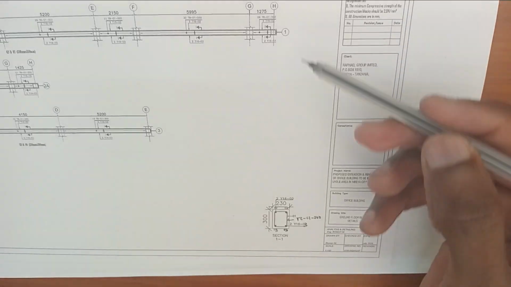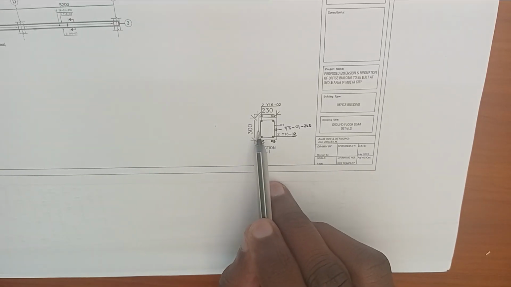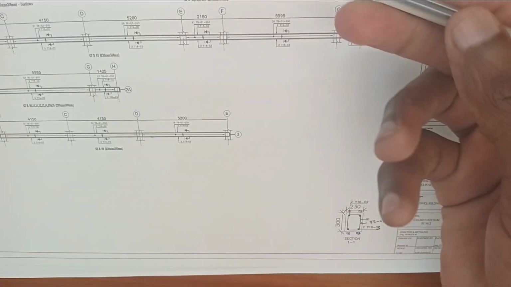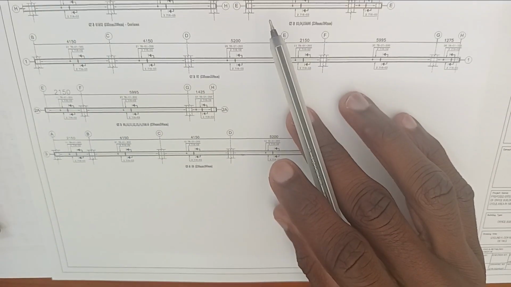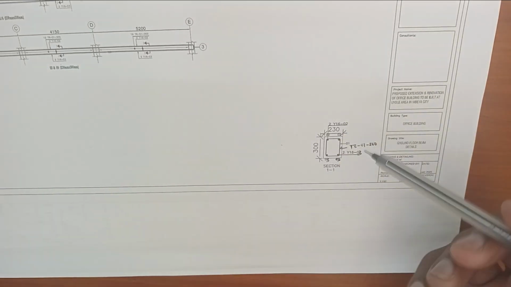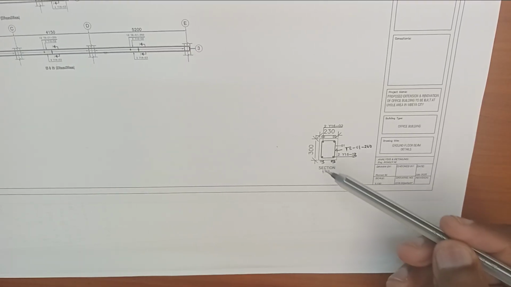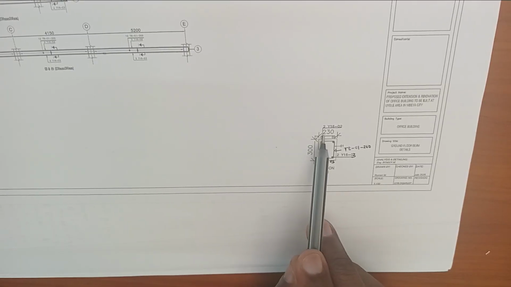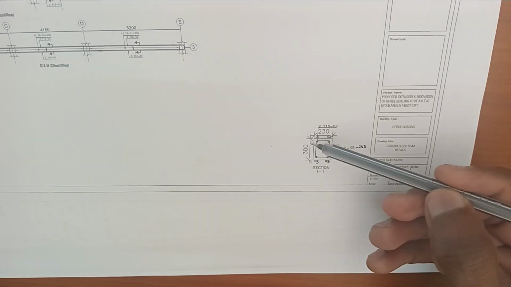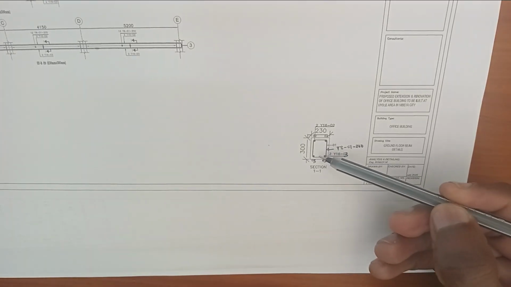After understanding the general notes, the second information is the beam section. The third information is the beam elevation. All of this is the beam elevation. Now, the fourth information is the beam dimensions. For instance, for this section, the beam dimensions are this one, which is 230 millimeters, the width of the beam, and this one, which is 300, the depth of the beam.